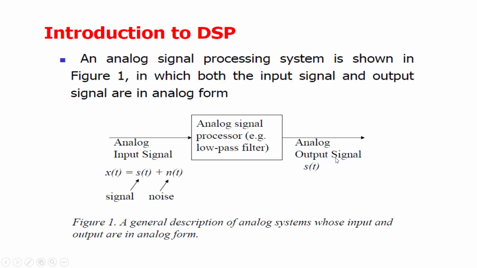And the output is also an analog output. So input is analog and the output is an analog signal. Therefore, this is an analog processing system. But the disadvantage of this kind of system is the cost involved in the analog signal processing once we expect higher performance from the systems.